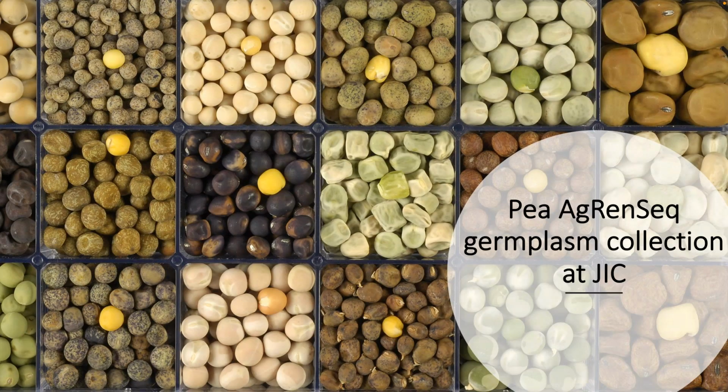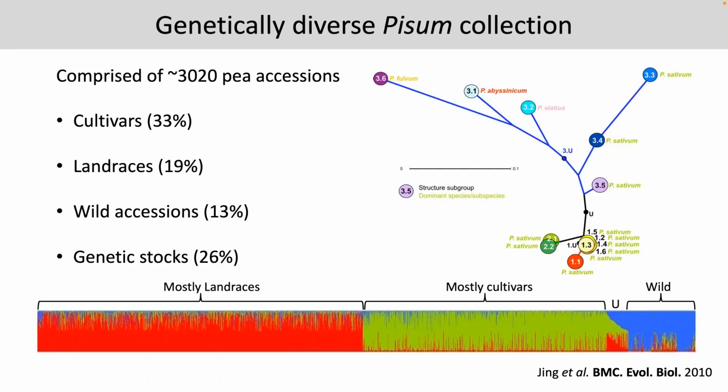Recently, when I started my program on finding diverse sources of disease resistance in Pisum species, the exciting thing was that we had this fantastic pea germplasm collection on which I decided that we would implement the RenSeq approach. This work was started with Claire Domoney's lab at the John Innes Centre. The pea collection at JIC has about 3,000 lines.